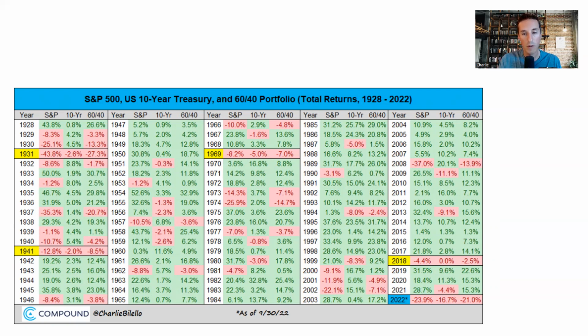So a 60-40 investor of the S&P 500 and 10-year Treasury bonds is down 21% through September. That would be the second worst year in history if the year ended now, trailing only 1931. So you have to go back to the Great Depression to find a more difficult year for a diversified stock bond investor. And all of these declines, all of this downside is really shifting sentiment, a 180-degree shift from where it was last year.